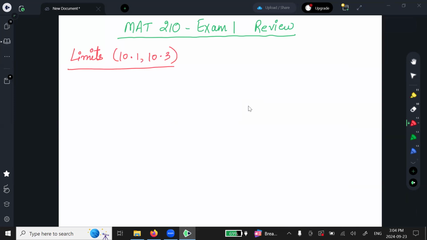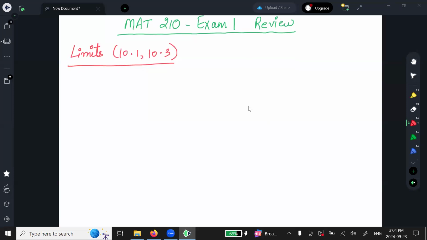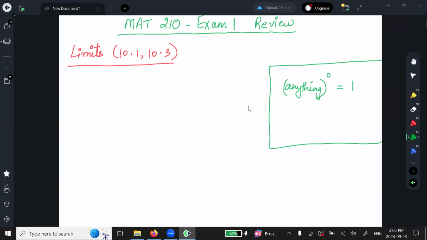Okay, so number 1 is calculate the limits of the following functions. Two things to remember here. Important things will be on this side of the board. What is anything raised to the power 0? Good job. And you are allowed a calculator for this exam, so that should be good. What is anything over 0? Undefined, right?